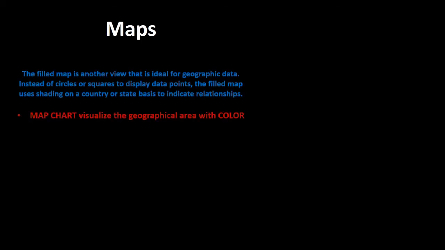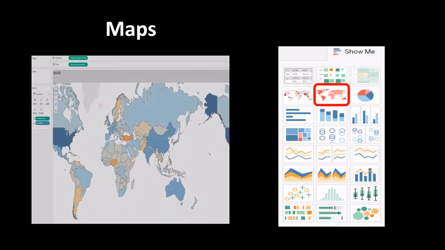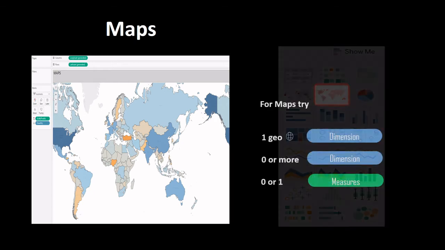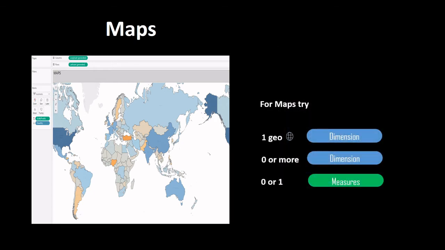Further, we have filled maps. They are ideal for visualizing geographic data. Instead of circle or square marks, in a filled map a particular area is filled with continuous colors and represents the relationship that is required. Map charts visualize the geographic area with color. By choosing this fifth type of chart, a filled map would be created. And for a filled map, one geographic dimension is a must, and besides it, any number of dimensions or 0 to 1 measure can be used.